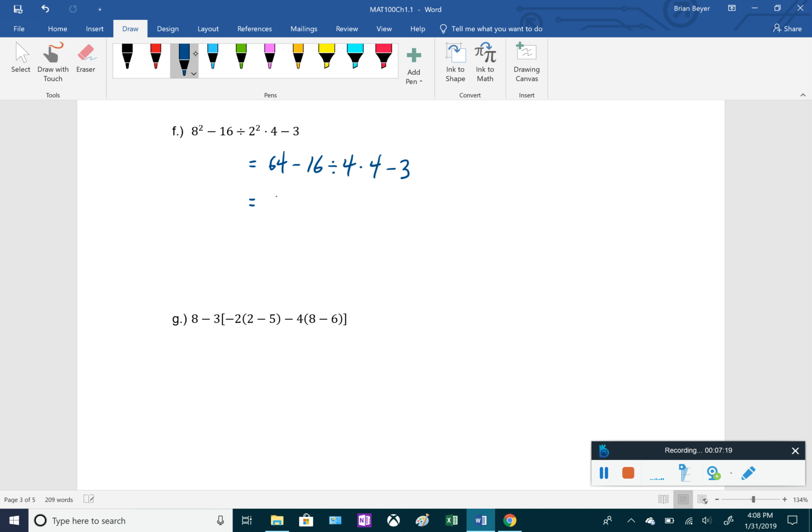16 divided by 4 is 4. We have multiplication left, so we have to do 4 times 4, which is 16. So now we just have two subtractions, so just work left to right. 64 minus 16 is going to give us 48. And then we have 48 minus that 3, which is 45.